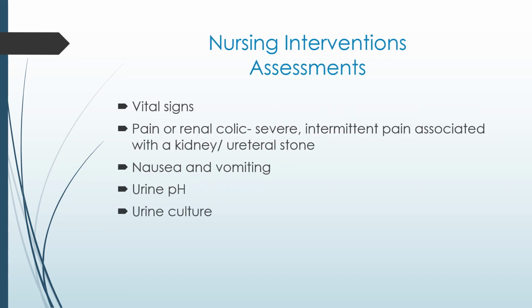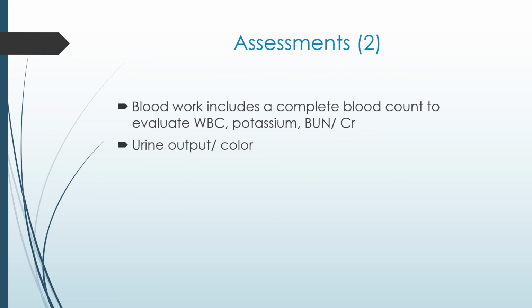So nursing intervention, we are going to assess, go back and reassess, and then assess again. We are looking at vital signs. We are monitoring pain, severe intermittent pain associated with the kidney and the ureteral stone. We're looking at nausea, vomiting. We're looking at the urine pH. We are going to do urine cultures. Blood work will include a complete blood count to evaluate the WBC, the potassium level, the BUN, and the creatinine.